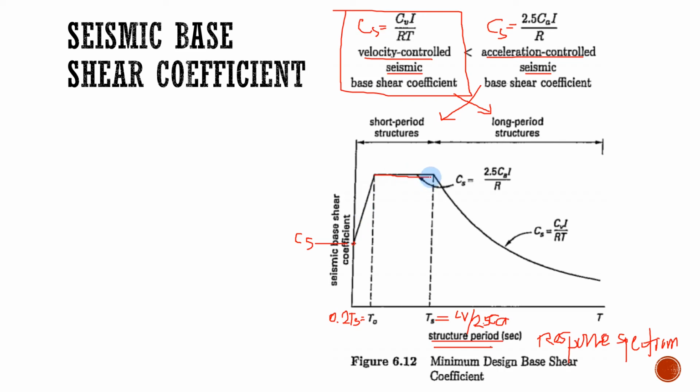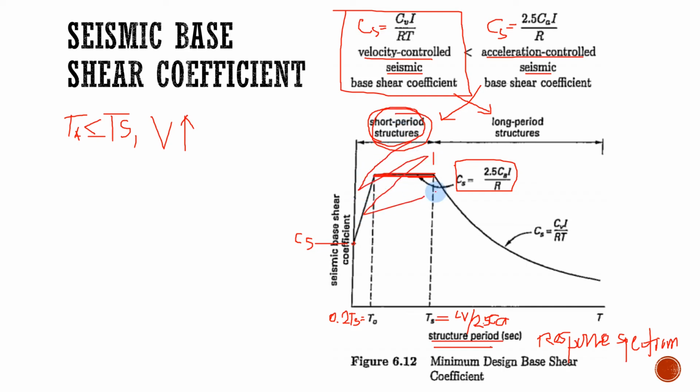Then makita ninyo ang horizontal line. So this horizontal line, the value of CS here is given by this formula, for the acceleration controlled or the short period structures. Okay, so all values of TA which are less than or equal to TS, taas ang base shear. So pasabot, sa short period structures, taas ang base shear. Okay, so taas ang base shear.